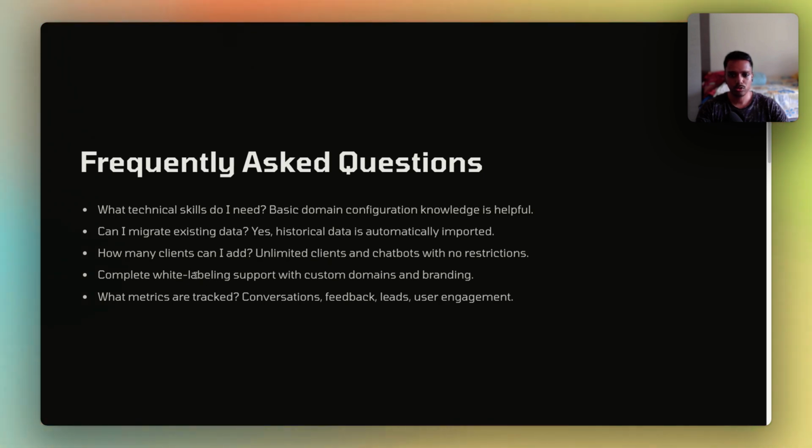Complete white labeling support with custom domains and branding. It's available. And on what metrics are tracked: conversation history, feedback, leads, and user engagement. So these are the key metrics that are being tracked right now, since the product has just launched, and I've made it open for beta access. I've put just enough features so that we can kickstart and start rolling the product out, and then we collect feedback from the users and then improve the product. So this is the set of features that we have right now.